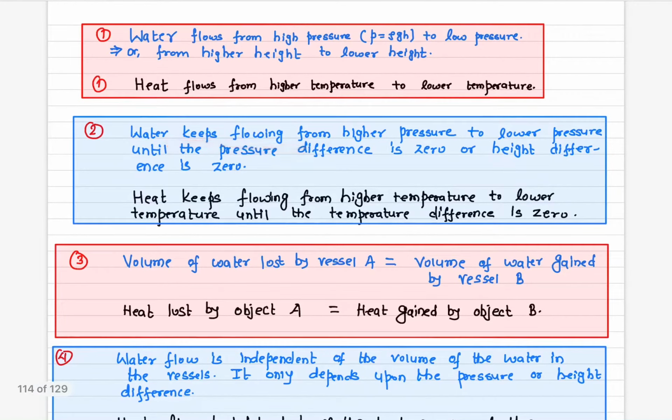Water keeps flowing from higher pressure to lower pressure until the pressure difference is 0, or the height difference is 0. The same thing I mentioned already. Heat keeps flowing from higher temperature to lower temperature until the temperature difference is 0.